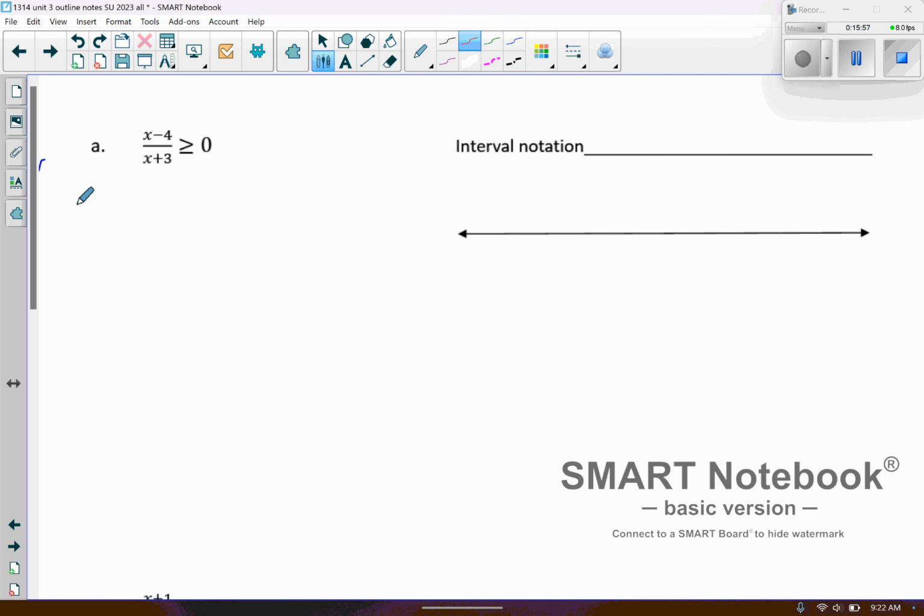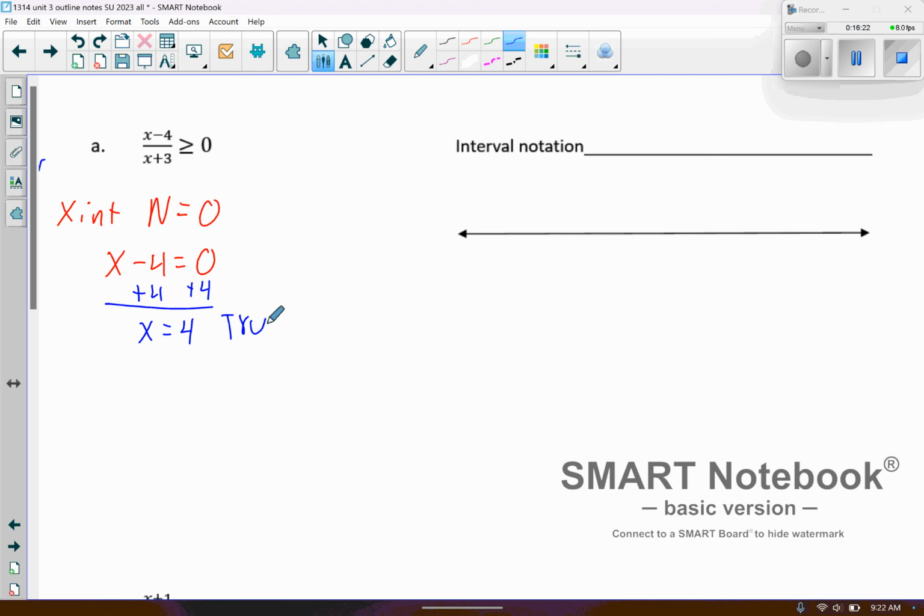So first thing you have to find in the procedures, if you look back, is find the x-intercepts. And so to do that, you're going to set the numerator equal to 0. So we're going to get x minus 4 equals 0. And we're going to add 4 to both sides. And so we're going to get x equals 4. Now, this may or may not be part of my solution set. In this case, it is.